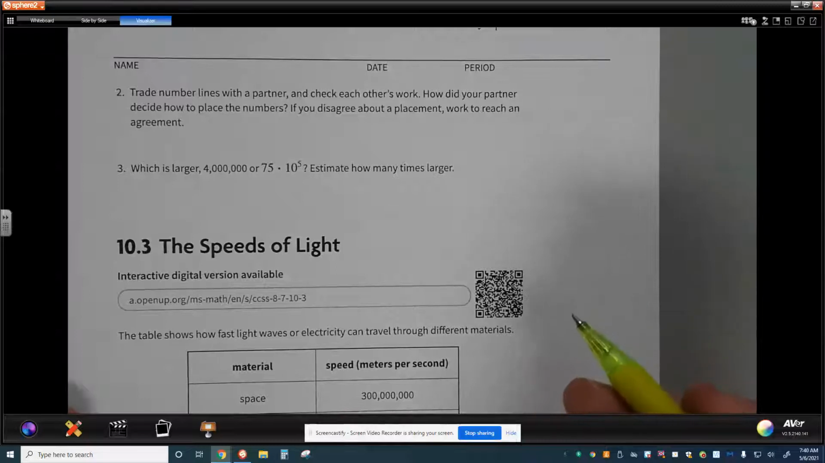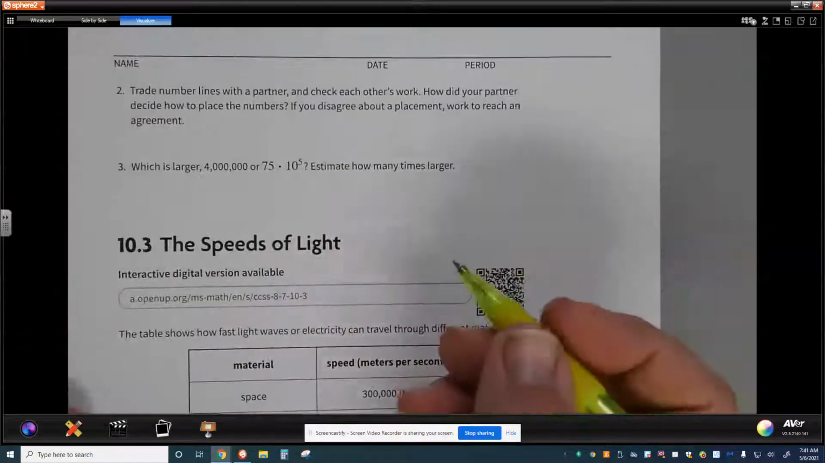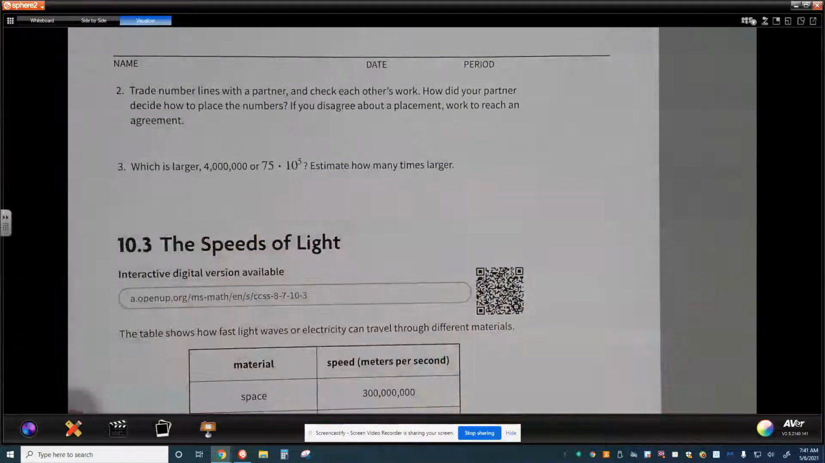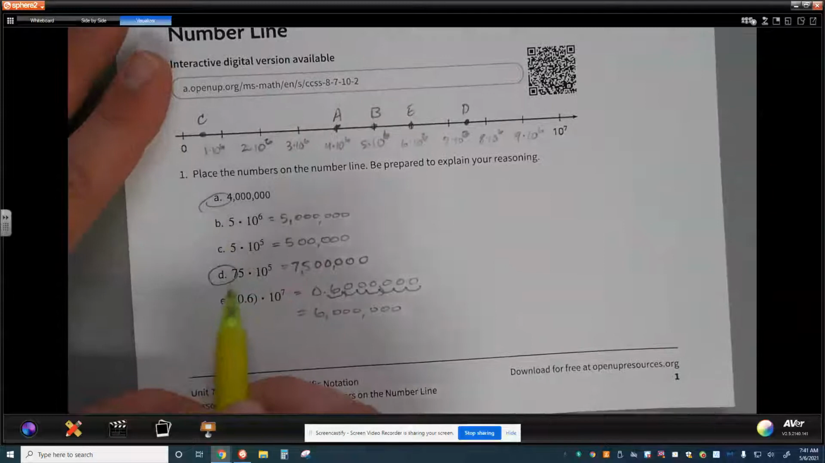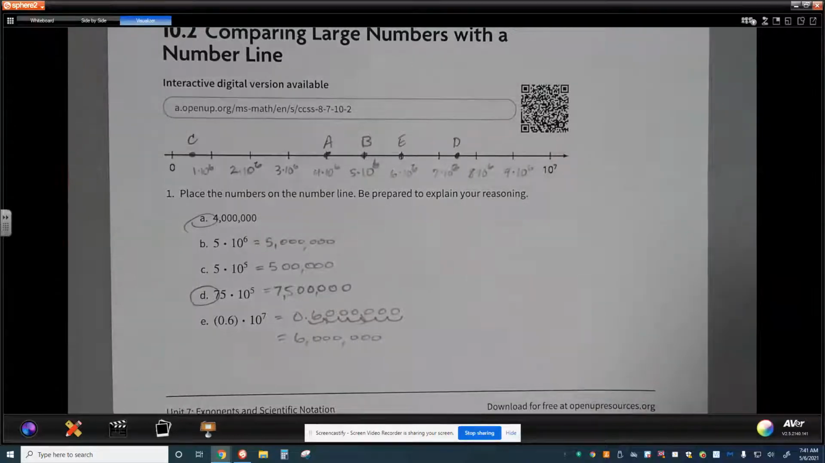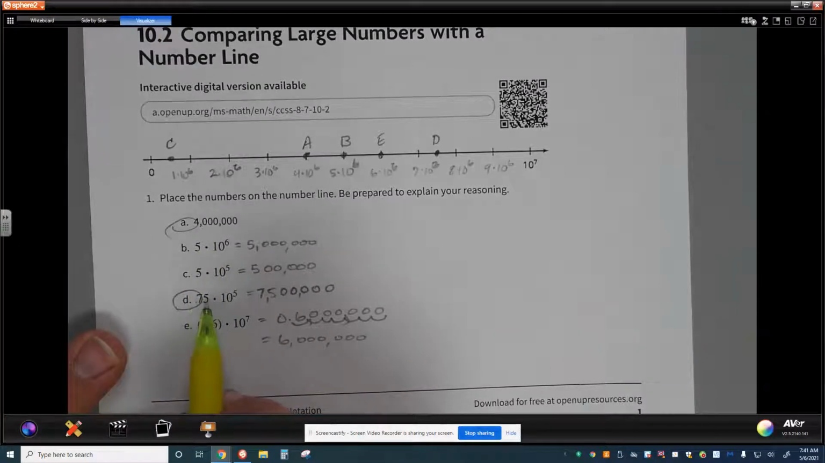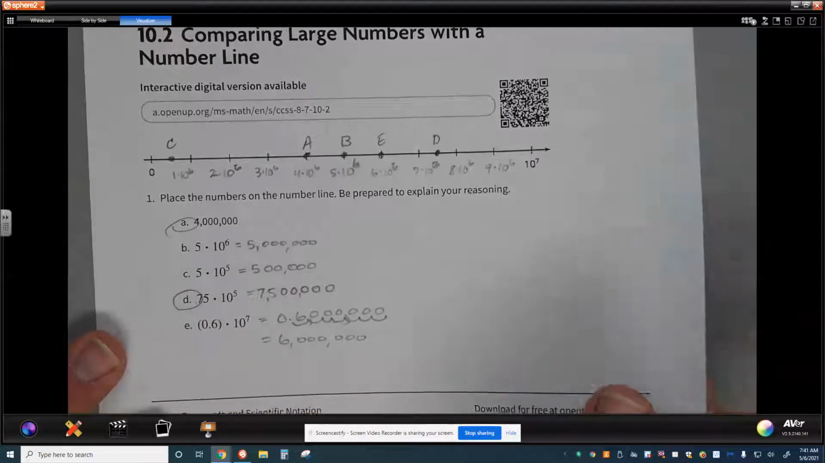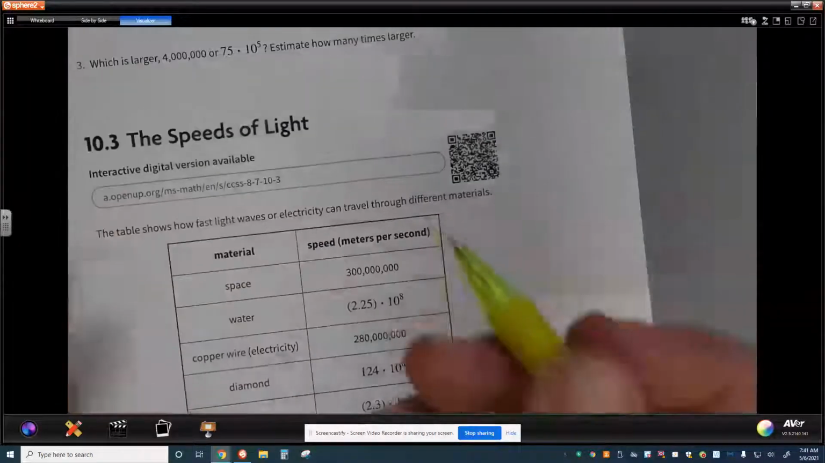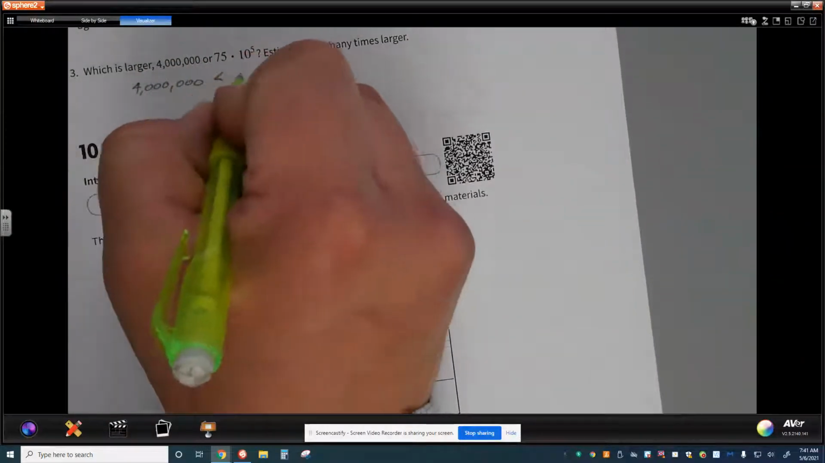So the question is, which is larger, 4 million or 75 times 10 to the 5th power? Estimate how many times larger. If we go back to our number line and recognize these values, we're comparing specifically A and D, and on the number line, A is much smaller than D. We can simplify that to say that 75 times 10 to the 5th is 7.5 million, whereas A is 4 million. And so we say that 4 million is less than 75 times 10 to the 5th power.